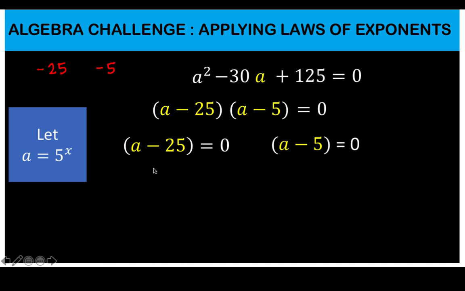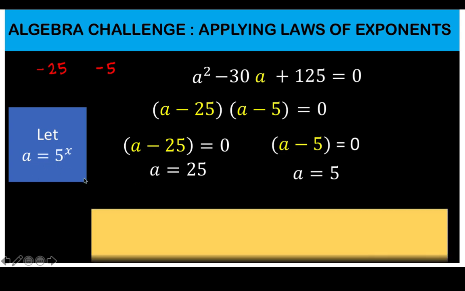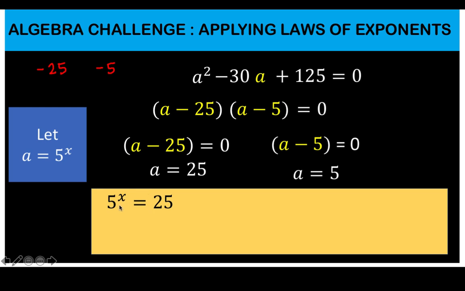And solving the left side for a, we get a equals 25. And solving the right side for a, we get a equals 5. But what is the value of a? We said that a is equal to 5 raised to x. And so, instead of a, we have 5 raised to x equals 25. And solving for x, to what exponent should 5 be raised in order to get 25? That exponent is 2. So x equals 2.